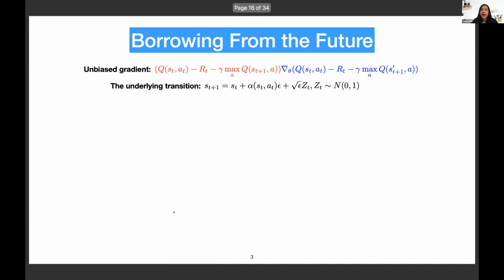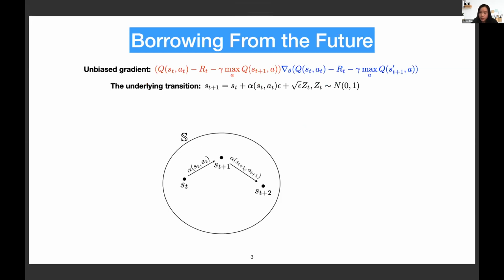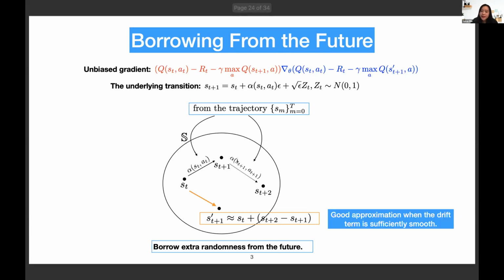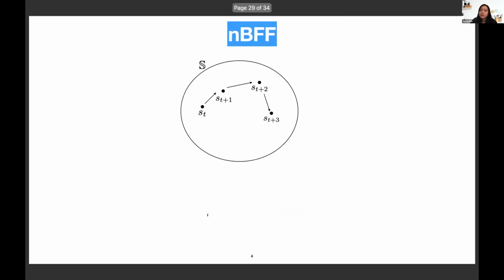So what we do is we move 1 step forward. This 2nd step can be easily obtained from the trajectory. And then we borrow the future step to the current state and approximate the second independent sample for the next state by the current state plus the future step. So we can imagine that when this transition is smooth, then these two steps will be similar to each other. Then this will be a good approximation. And we can also generalize this method to multiple future steps. We borrow the future steps and average them together and then add it to the current state.